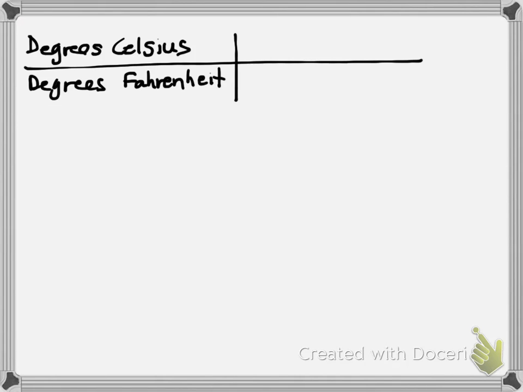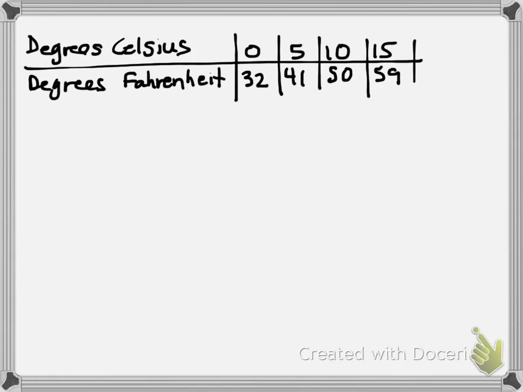Okay, and we've got, when it's 0 in Celsius, it's 32 in Fahrenheit. When it is 5 in Celsius, it's 41 in Fahrenheit. When it's 10 in Celsius, it's 50 in Fahrenheit. And when it is 15 in Celsius, it's 59 in Fahrenheit. And last, when it's 20 in Celsius, it's 68 degrees in Fahrenheit.